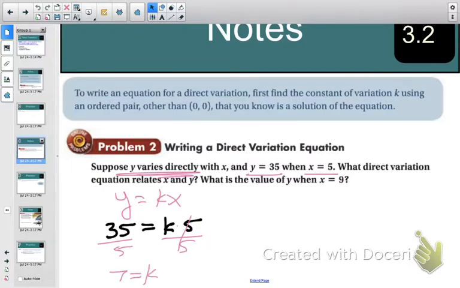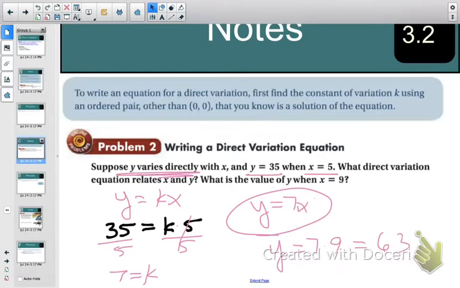So then what equation can we use? Well, we just write it as y equals kx, so y equals 7x. And if I plug in a 5, 7 times 5 is 35. So this is our equation here. What is the value of y when x is 9? So then I plug in 9, so y equals 7 times 9, which is 63. So when x is 9, y is 63.